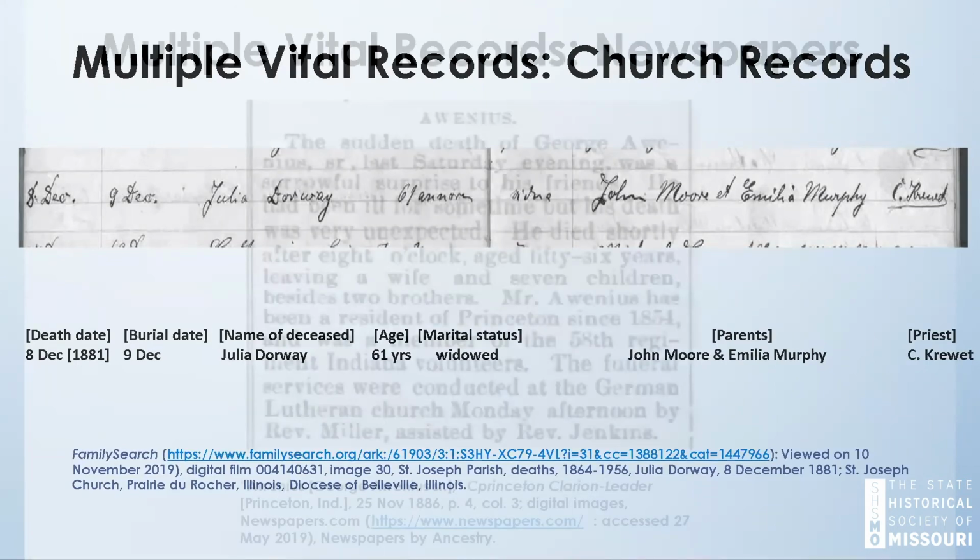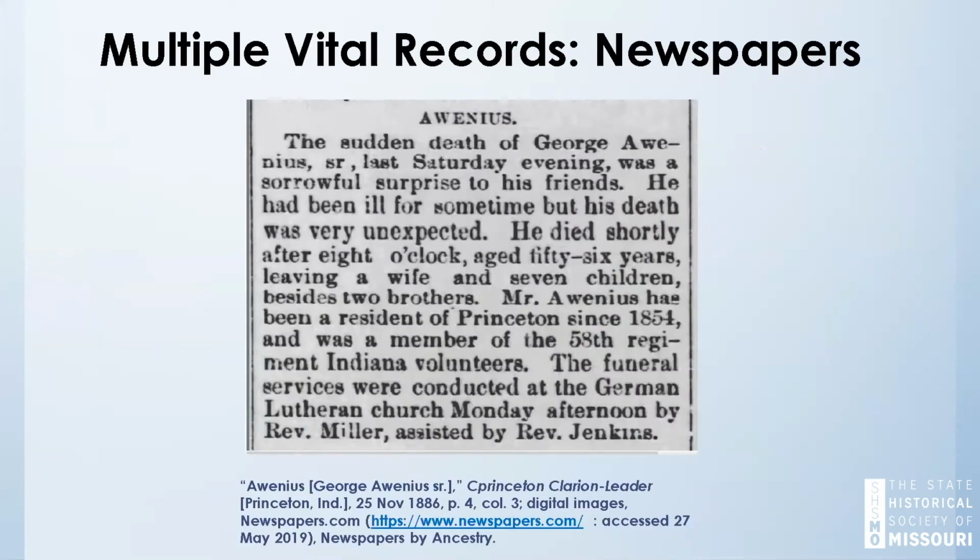The newspaper articles will oftentimes give you multiple vital records. So here's an obituary for George Owenius Sr., and it gives his age, and it says he'd been a resident of the town since 1854, was in the Civil War, and this also gives you the church where the funeral was held, so you might look for church records as well.